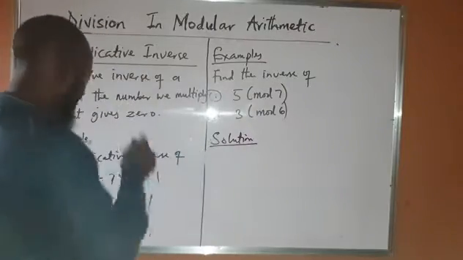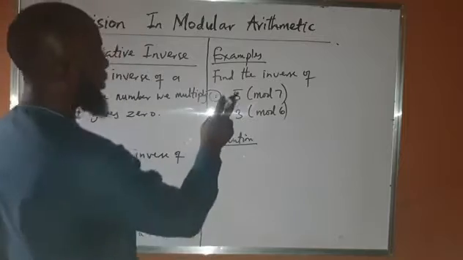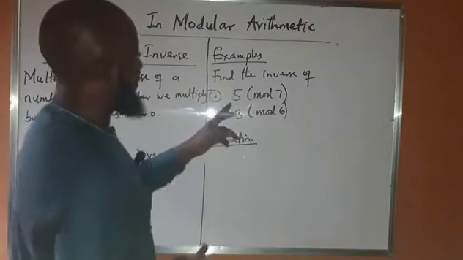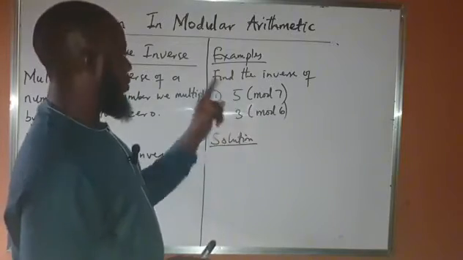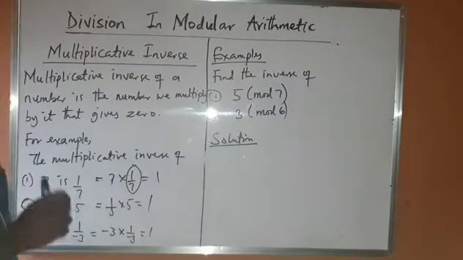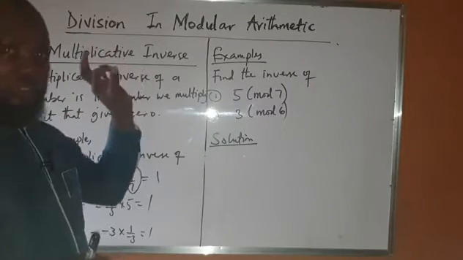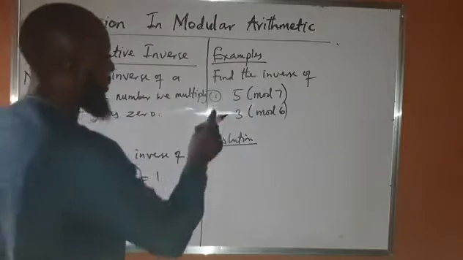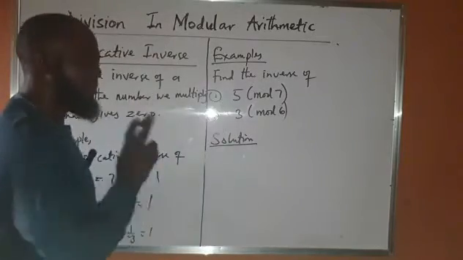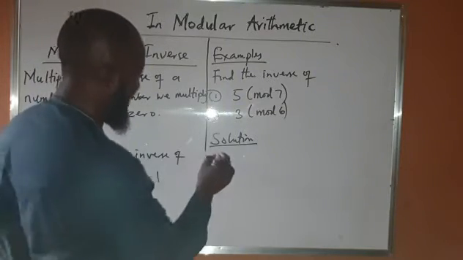The inverse of 5 in mod 7 is a number that we multiply by 5 in mod 7 that will give us 1, because the concept of a multiplicative inverse is that the product must give you 1. So what number are we going to multiply by 5 that will give us 1 in mod 7? We need to test.